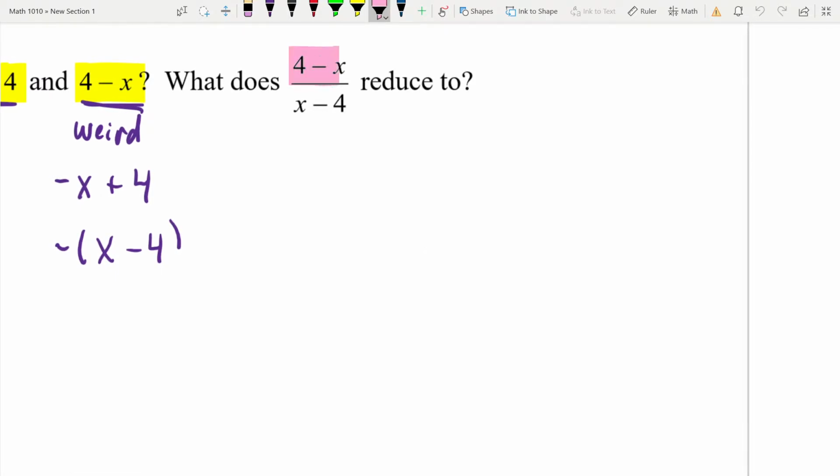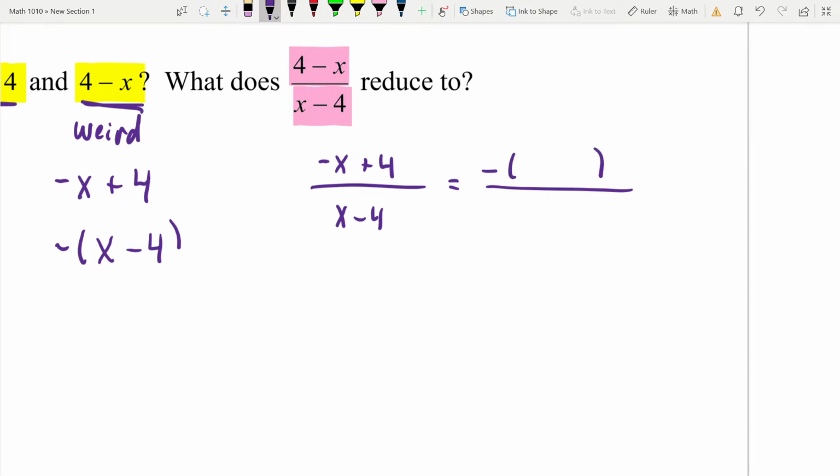So look, top and bottom. Every person in the room, which one looks weird? The top or the bottom? The top. So see the bottom? Let's just forget about him. Let's just write him down. And let's mess with the top, because the top is the weird one. So reorder, and you have negative x plus 4. Now I'm going to take a negative out of the top. When I take a negative out of the top, it changes both those signs. So I have an x minus 4. Down here, I have an x minus 4.